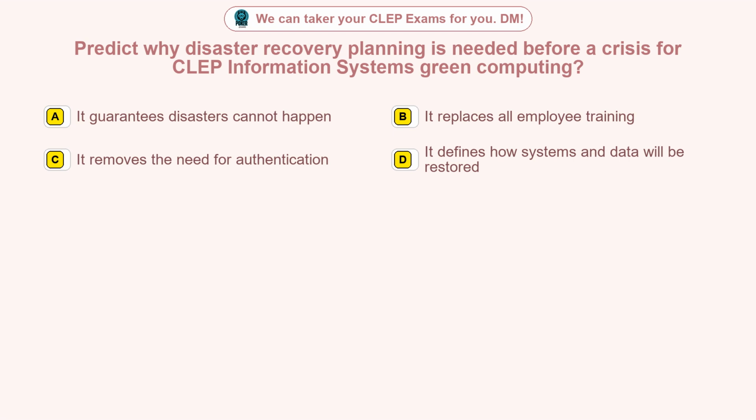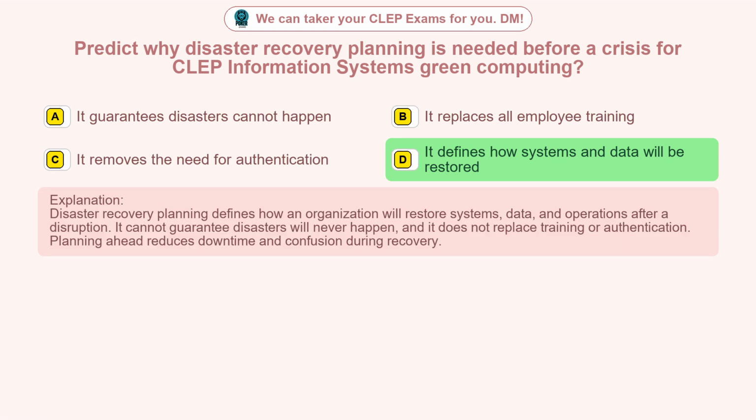Question 49. Predict why disaster recovery planning is needed before a crisis for CLEP Information Systems Green Computing. Option A. It guarantees disasters cannot happen. Option B. It replaces all employee training. Option C. It removes the need for authentication. Option D. It defines how systems and data will be restored. The correct answer is option D. It defines how systems and data will be restored.